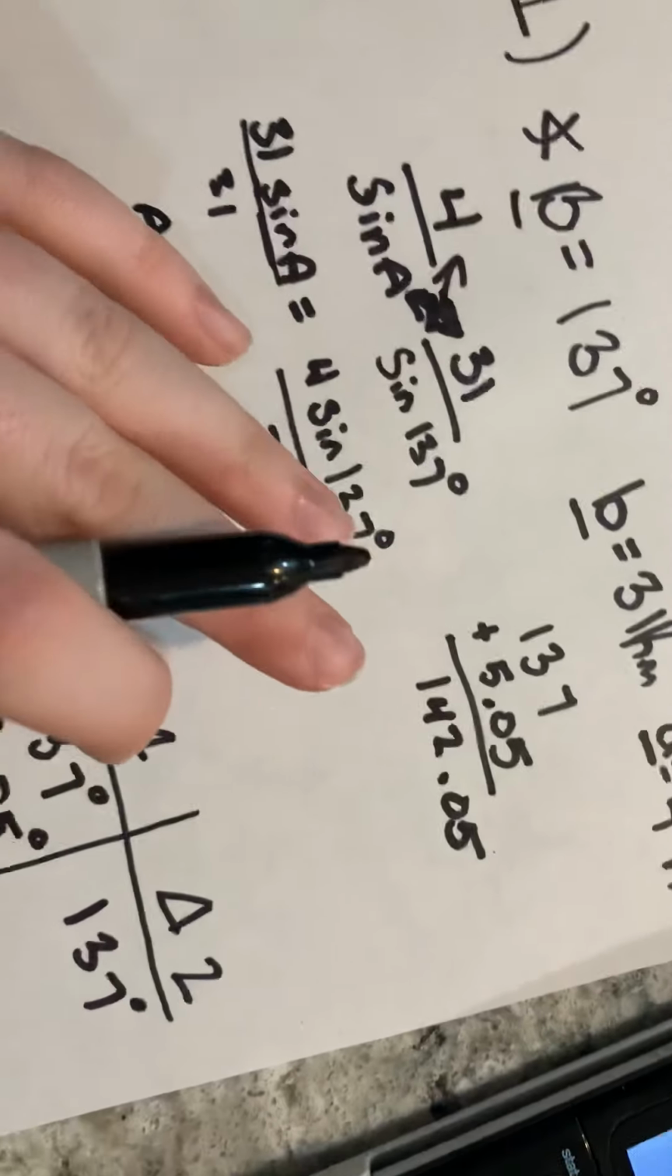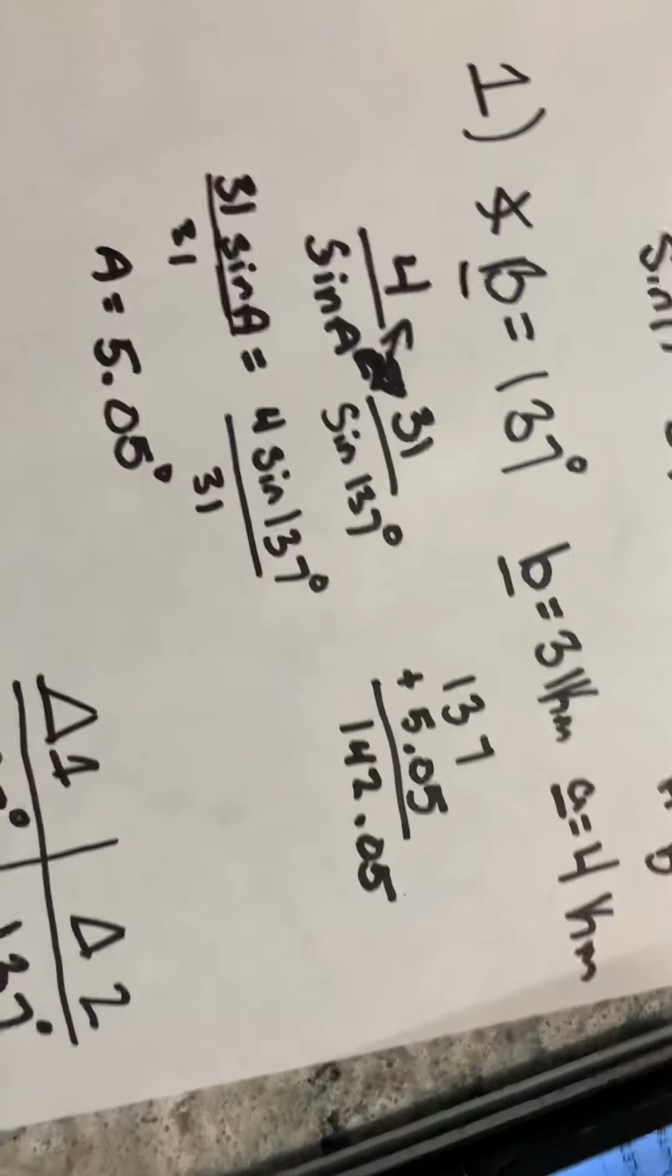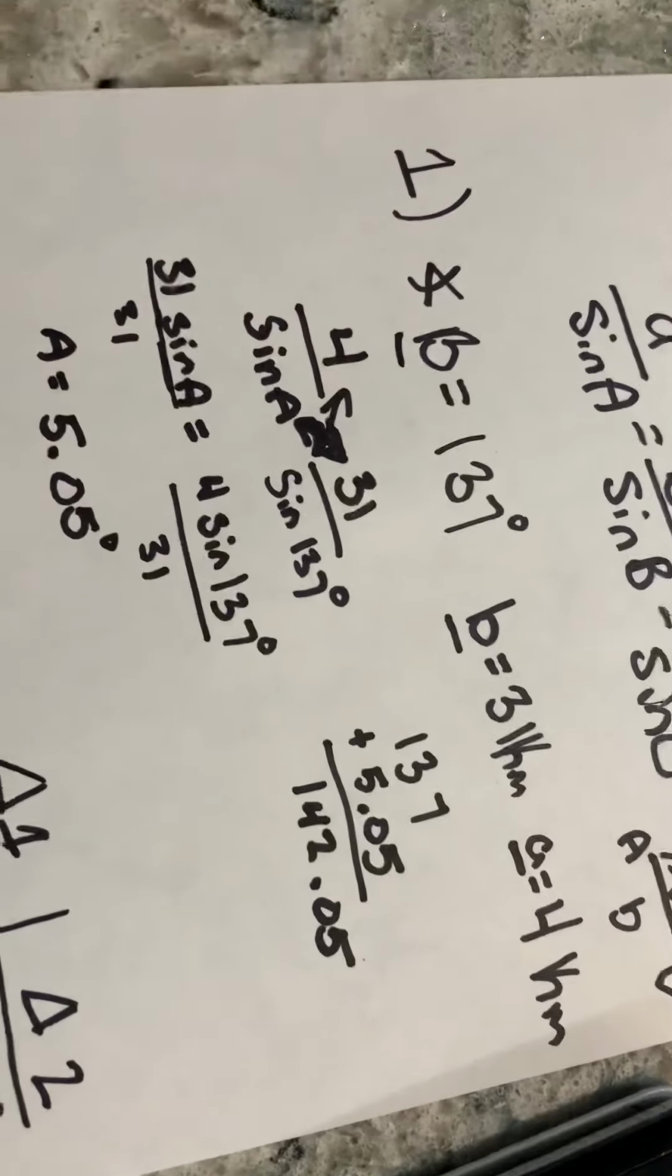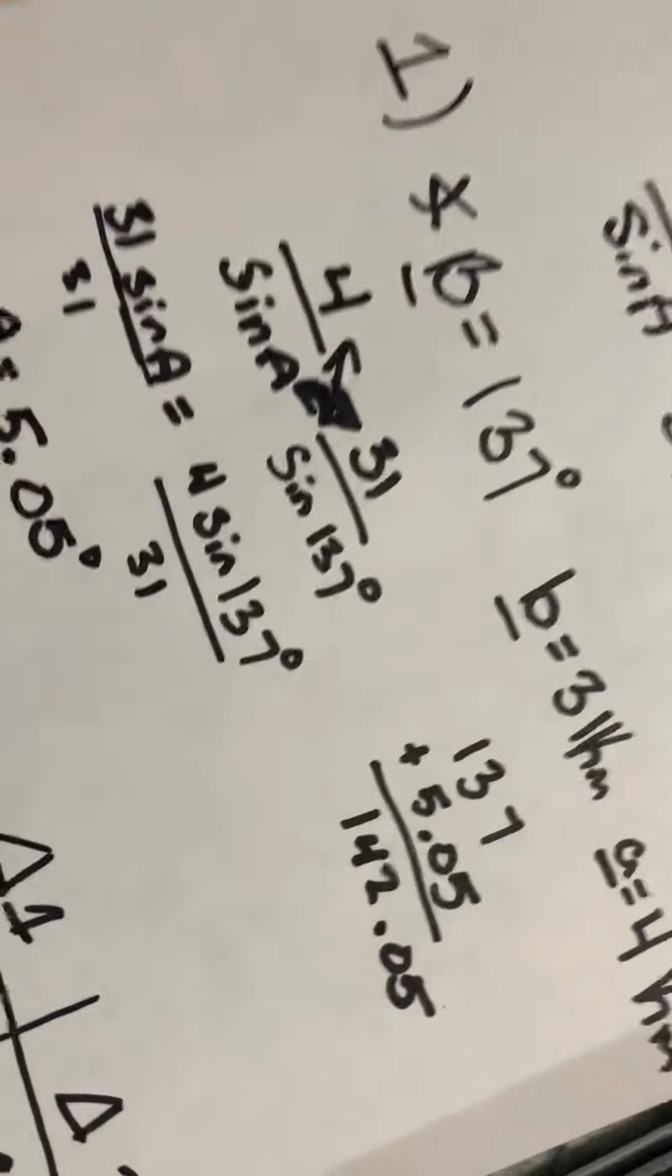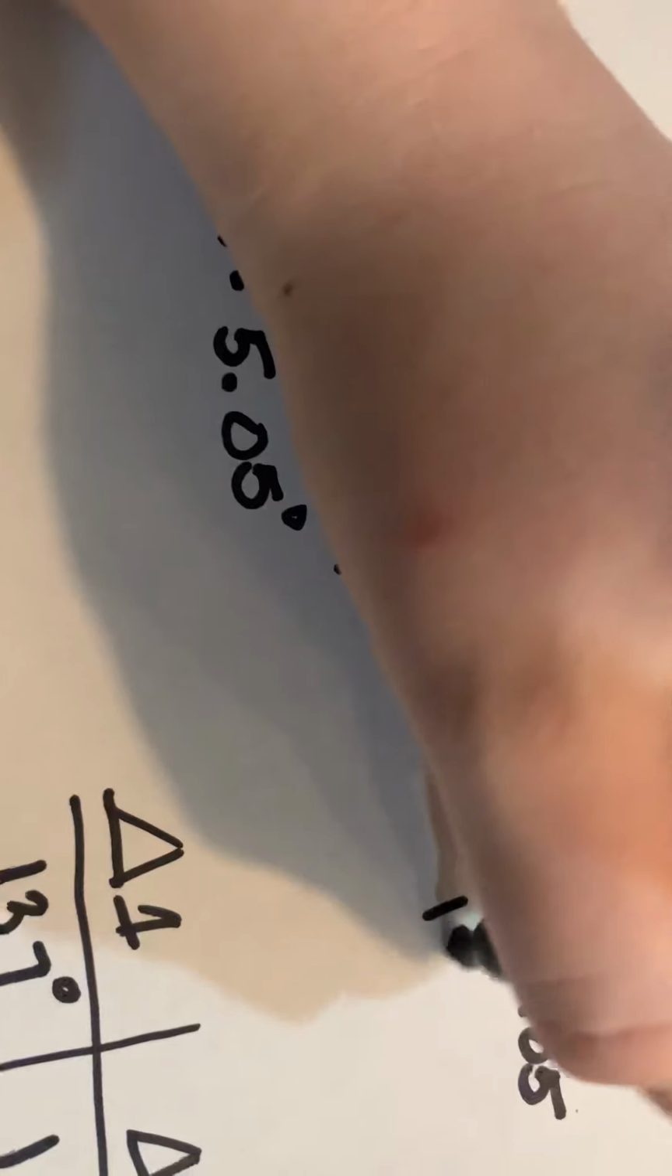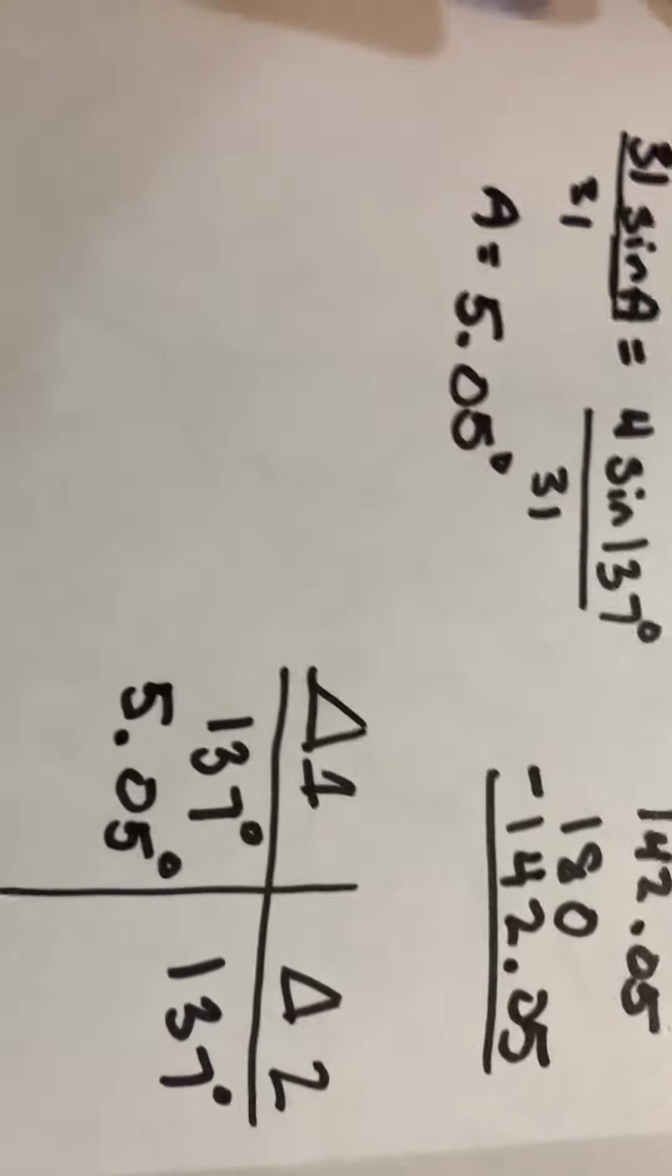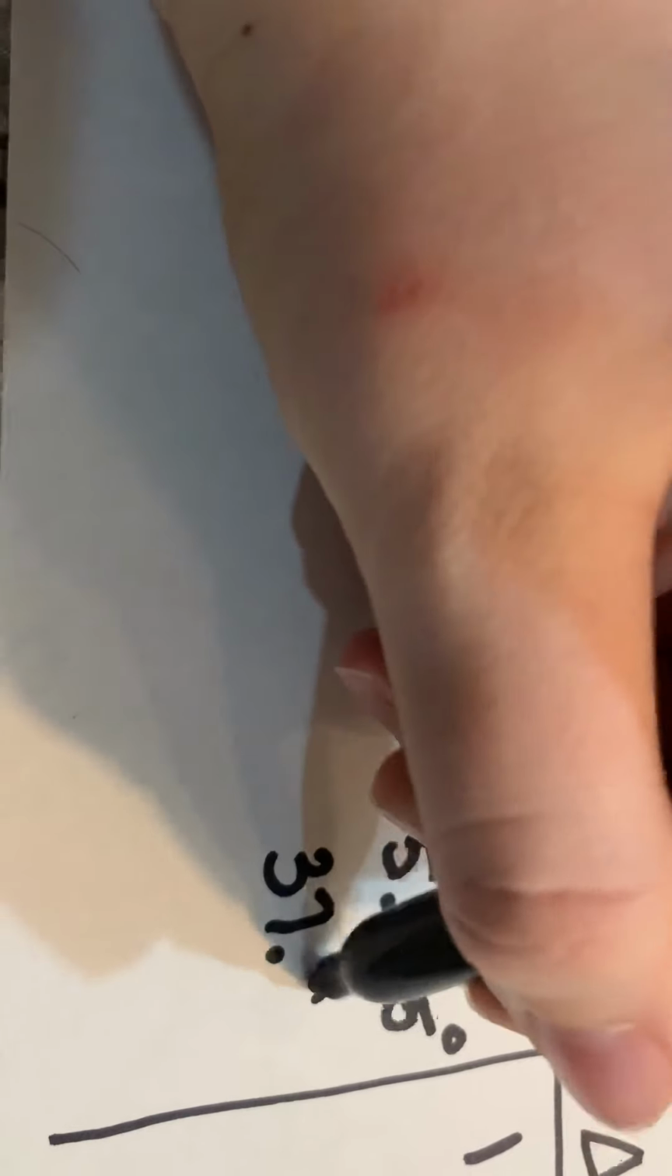Now, all we have left after that is to solve for angle C. And when you're solving for one angle in a triangle, and you already have the other 2, all you have to do is subtract from 180. So now we have 180 minus 142.05, which gives us that angle of 37.95. So now we put that back down here too, and we have one full triangle.